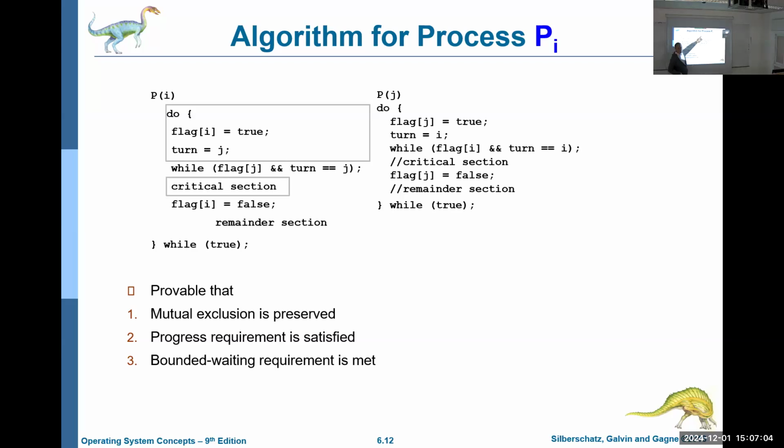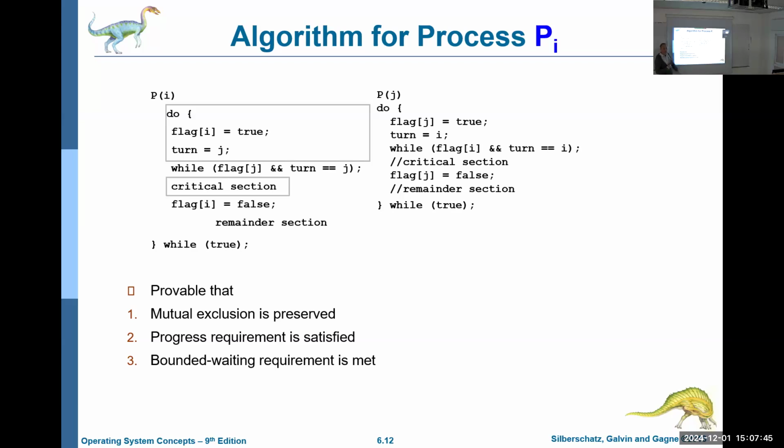And the other guy says the same thing. The other guy says, I'm interested in going in. Flag of J equals true. But the turn, oh, it's your turn, my friend. Now, what happens when both of them say that? Somebody will be the last one to say it, they're not going to say it twice. Whoever said it last determines whose turn it ends up being. Let's say process I says it's J's turn. And then process J says, well, no, it's your turn. So now it's my turn. Now when I get to the next line, whose turn is it? It's mine. I made it his turn, but he came along and made it my turn again.